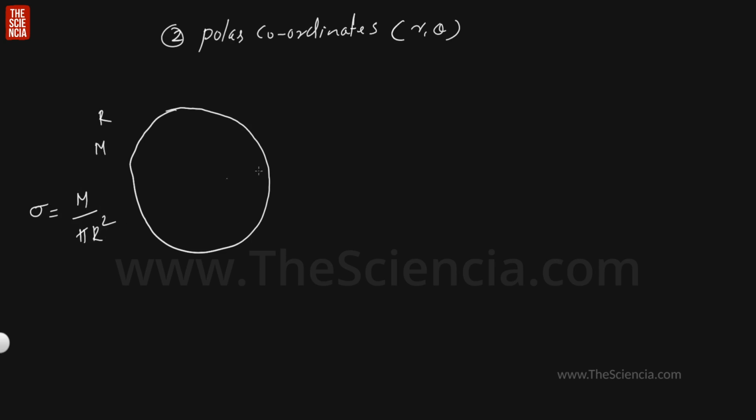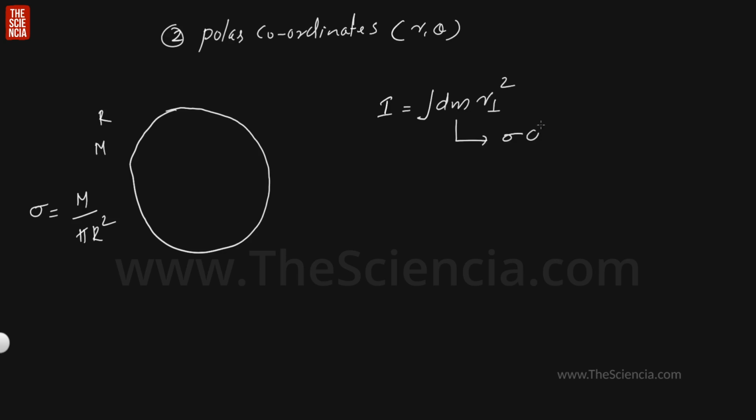The coordinates are r and theta. Consider this is our disk of radius capital R and total mass m, and density sigma is equal to m by pi R square. Now we have to find out the moment of inertia, that is I is equal to integral dm r perpendicular square. So here, what is this dm?